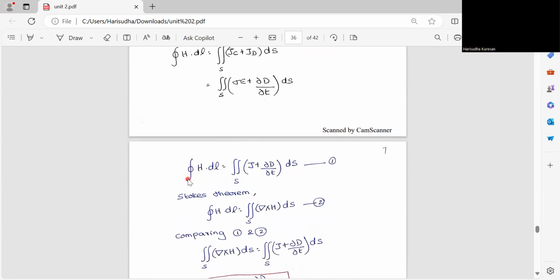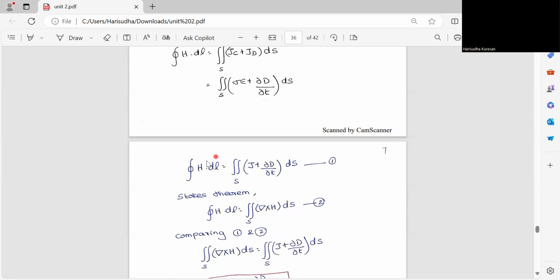So the left hand side is in the line integral form, and the right hand side is in the surface integral form. So we need to have both the sides, left hand side and the right hand side, as surface integral or either line integral. So by using the Stokes theorem, we'll try to convert the left hand side line integral to surface integral. So this H dot dl will be converted to surface integral of del cross H into ds.